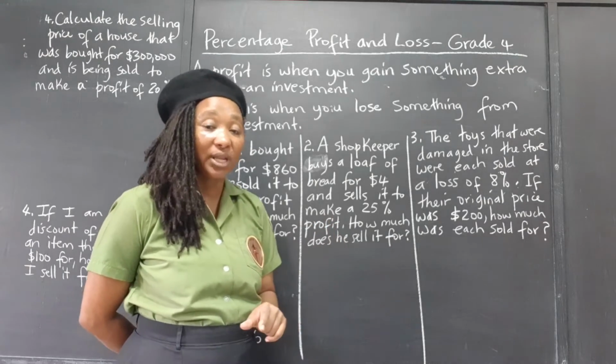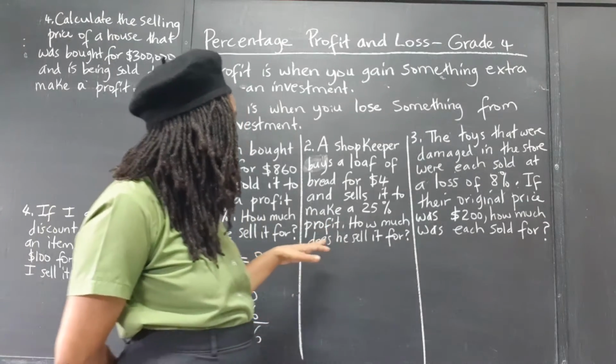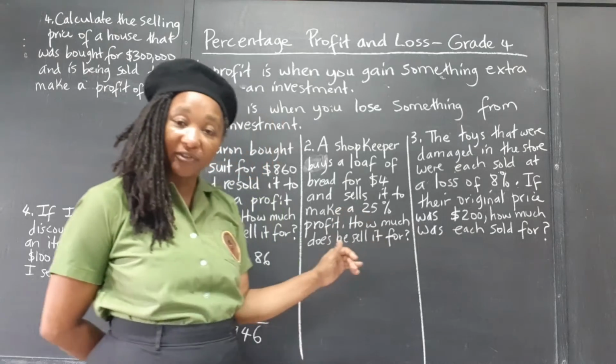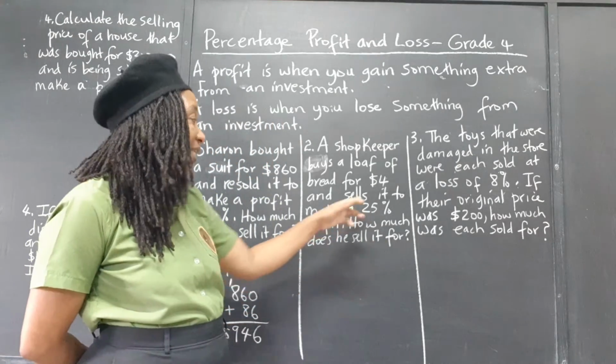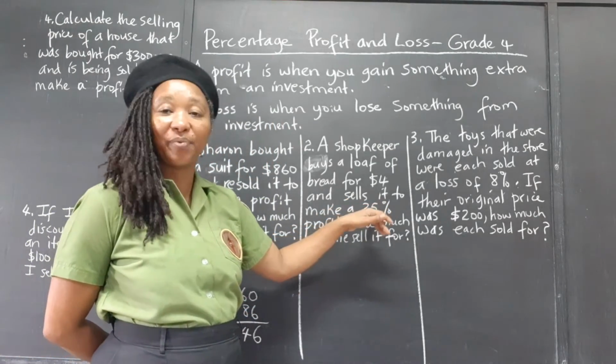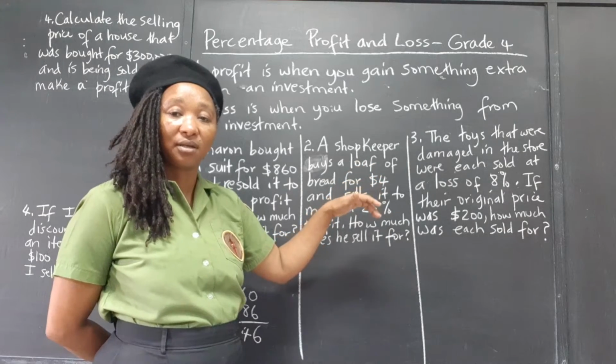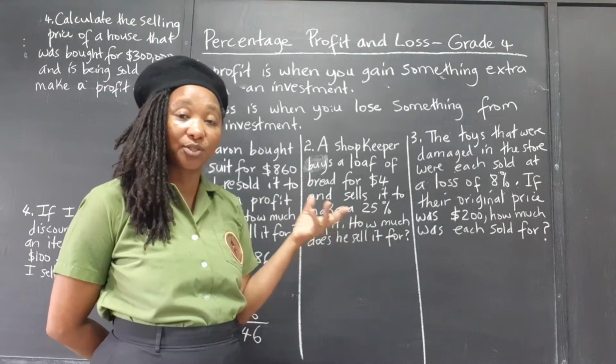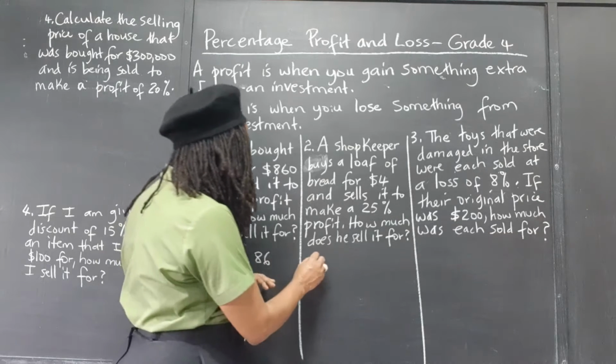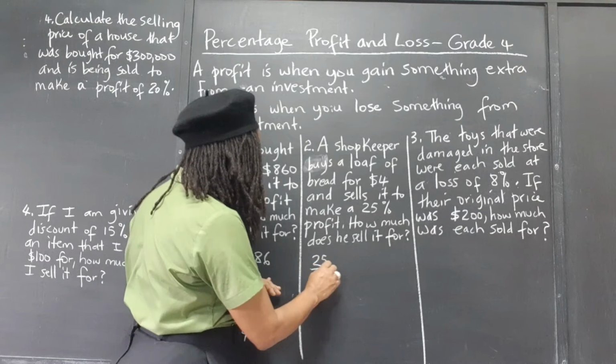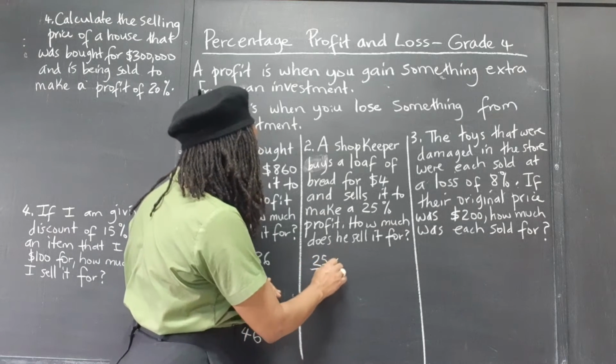So the first thing we need, before we can figure out how much he needs to sell the bread for, we need to find out how much is 25% of $4. Because that is going to be the extra money, that's going to be the profit. So let's work out 25% of $4.